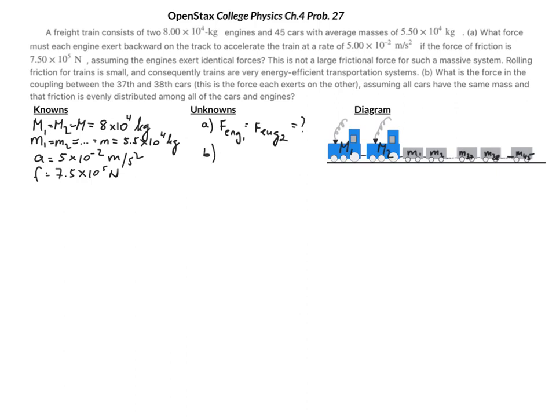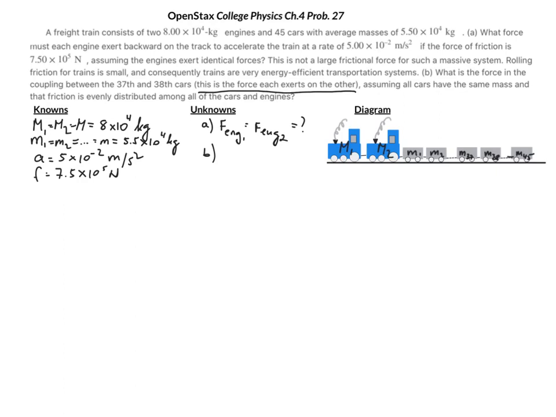And in part B, we're looking for the force between the 37th and 38th car. And we are given a little clue here. They're saying that this is the force each exerts on the other. That is a normal force, the normal force between them. But since there is another little clue that we have here, and that's there's a coupling between them, then there is a tension force in that coupling. So you can either look at this as normal forces or as tension forces, and they are internal forces.